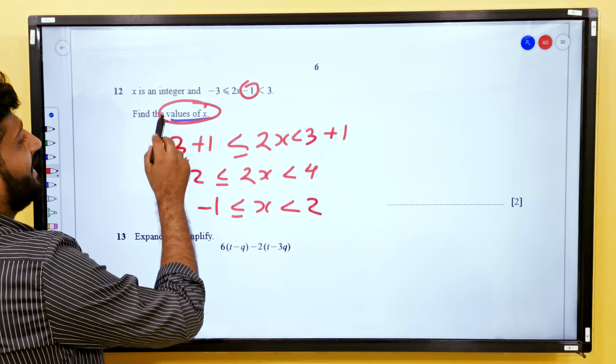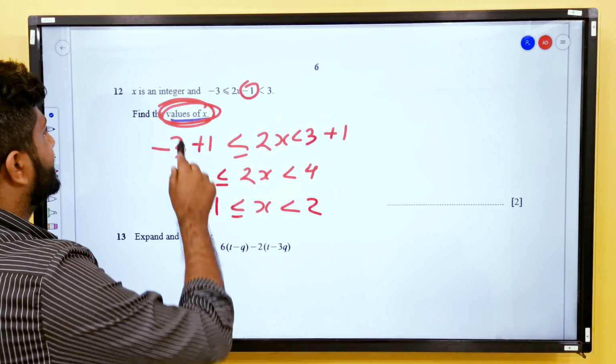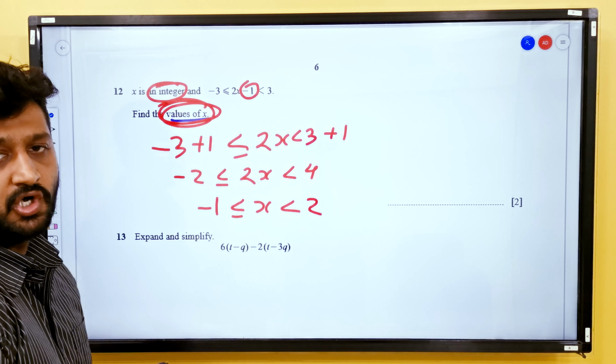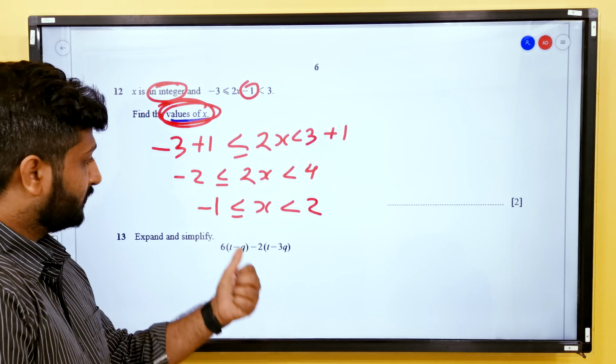But we are supposed to write values of x, and x is an integer. So integers lying between -1 and 2, where -1 is included. So your answer is going to be -1, 0 and 1.